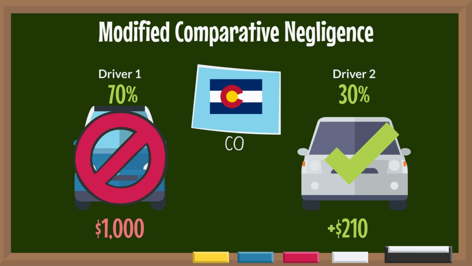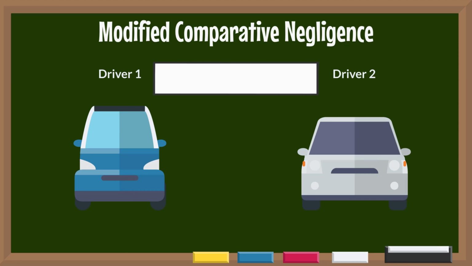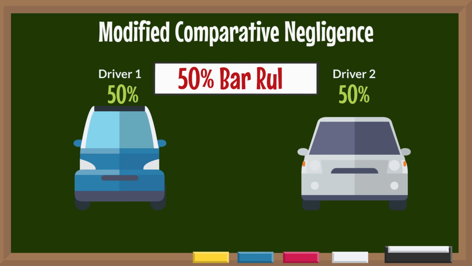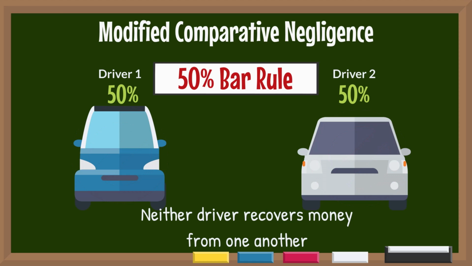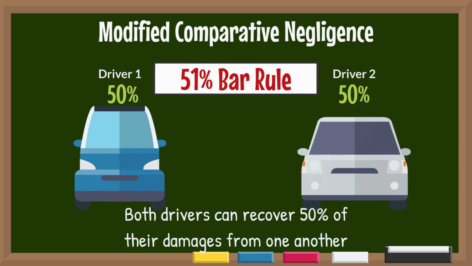Now let's take this same accident and say that both drivers were 50% at fault for the accident. Underneath the 50% bar rule, neither driver will be able to recover from one another. But under the 51% bar rule, both drivers will be able to recover 50% of their damages.